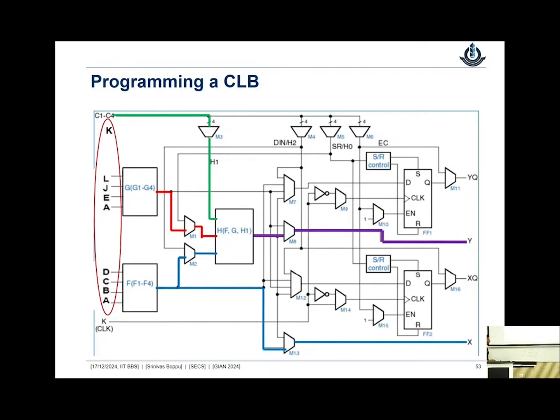Okay. So x is a function of a, b, c, d. I am using this lower LUT and generating the x here. This x, I will just send out as output. I will just use this path and send it out. Clear? Okay. Good.